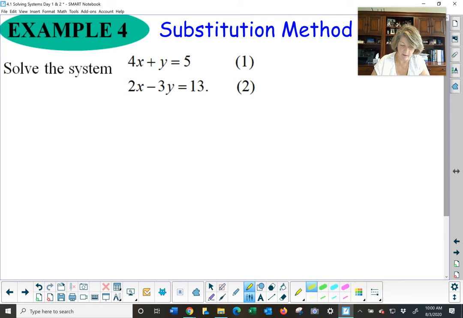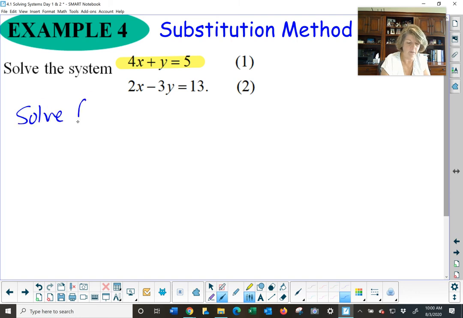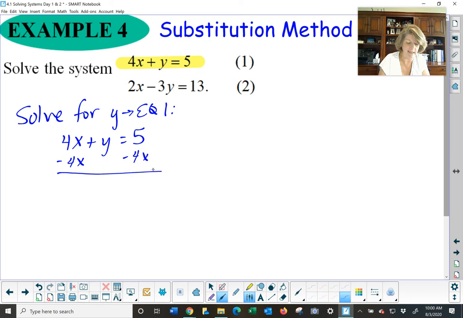Well, I'm really in love with equation 1 because it simply has a single y in it, and I can solve for that very easily. So let's solve equation 1 for y. All right, so I'm going to start out with 4x plus y equals 5. Simply subtract 4x over. You might have been able to see that in your head. The answer is going to be negative 4x plus 5. All right, so we have a y equals.